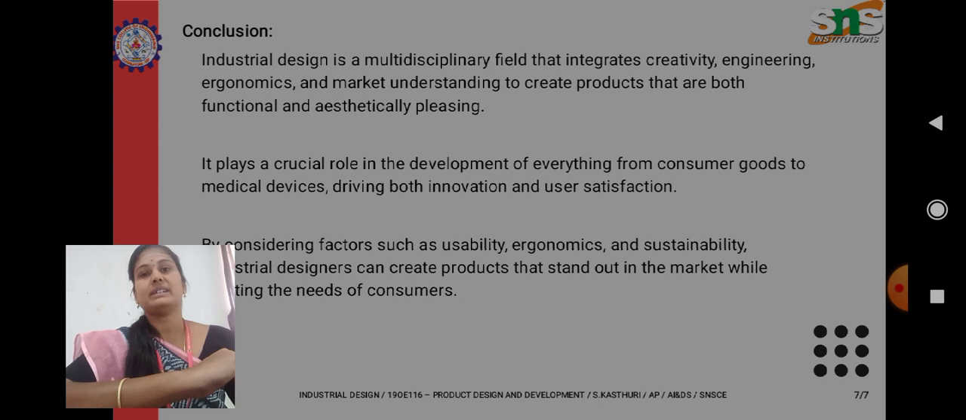In conclusion, industrial design is a multidisciplinary field that integrates creativity, engineering, ergonomics and market understanding to create products that are functional and aesthetically pleasing.